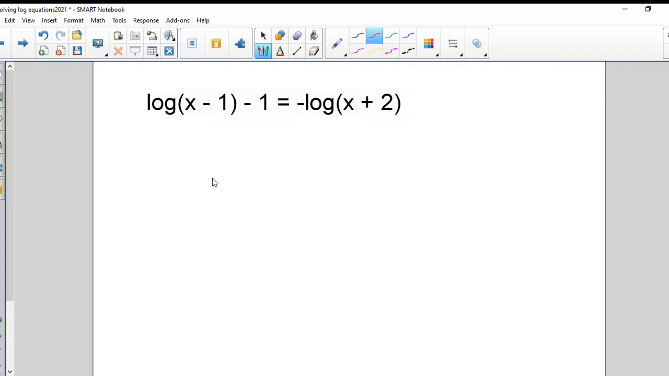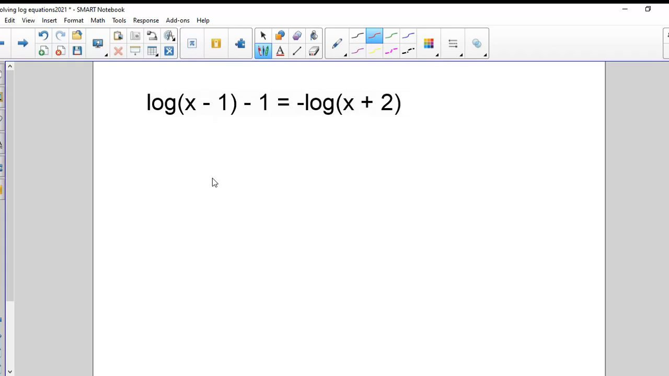Okay, this one is different now. It's got logs on the two sides. So what do we do this time? Let me take some suggestions from the room. I got the log of x minus 1 is equal to minus the log of x plus 2. Wow. What do we do now? There's logs all over the place. Any ideas as to how we might be able to solve this one?